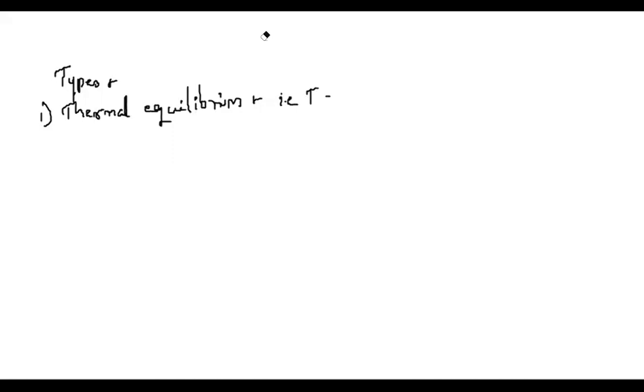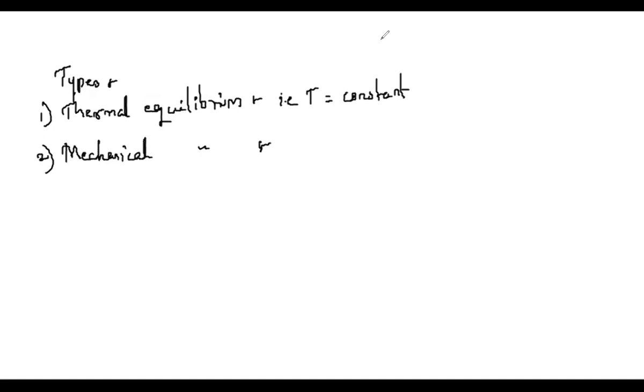Similarly, in thermal equilibrium, when the equilibrium state is being attained, T remains what? T remains constant. Temperature remains constant. The second one is mechanical equilibrium. So in mechanical equilibrium, there will be no flow of matter.